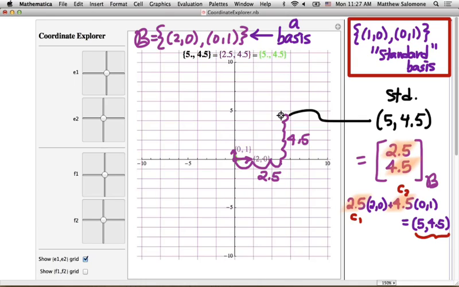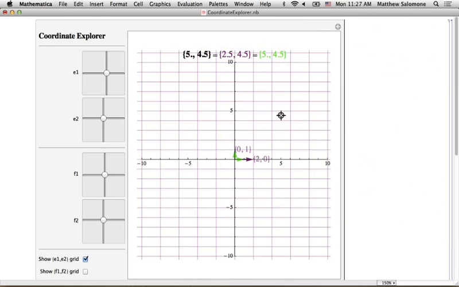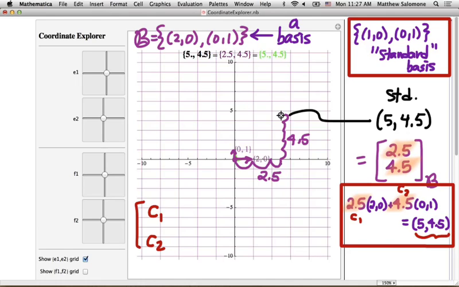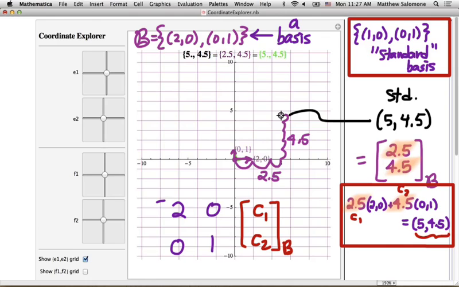So now we've determined the coordinates of this point in a different basis. And how did we determine it? In principle, we would have determined it by solving this vector equation: C1, the first coordinate, times the first basis vector, plus C2, the second coordinate, times the second basis vector, is equal to our vector, 5, 4.5, our point. So really, the coordinates C1, C2 are defined by the very idea that they are a solution to C1 times 2, 0 plus C2 times 0, 1, which we can represent by this matrix product, is equal to 5, 4.5.